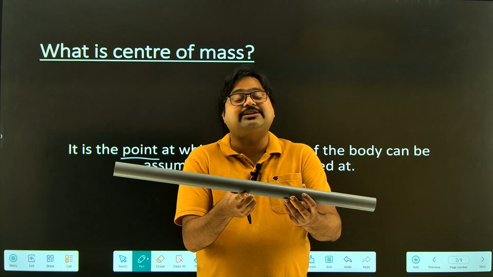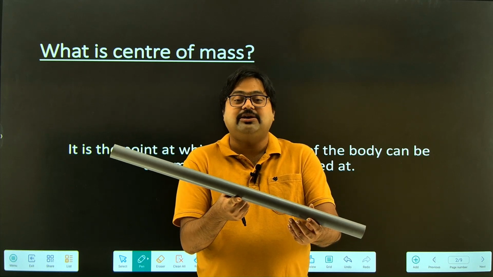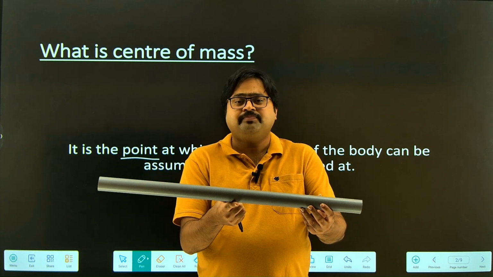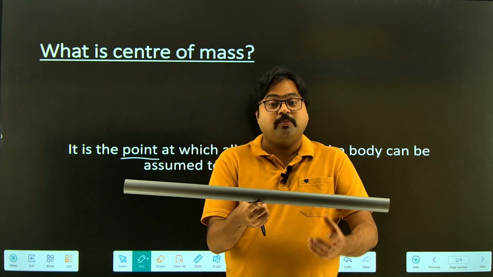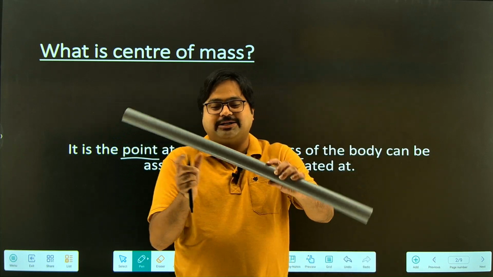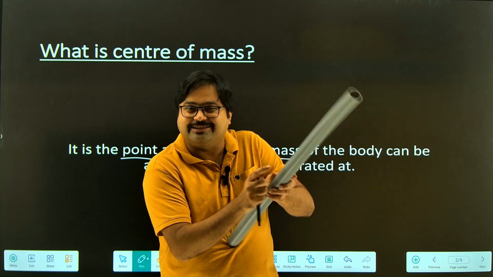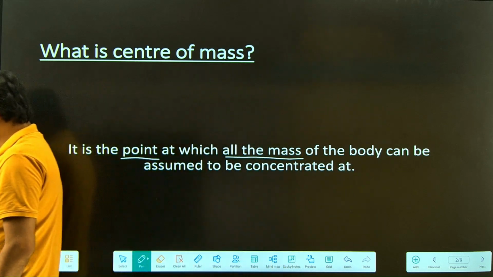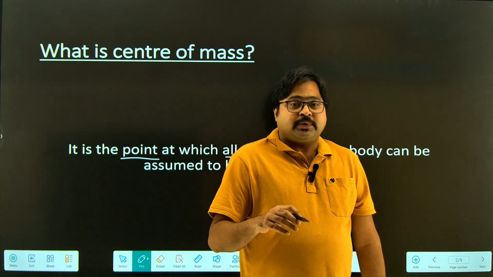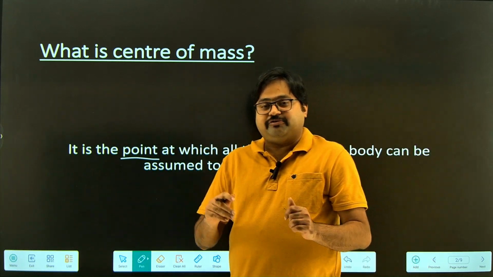So it's quite easy to figure out the center of mass of bodies like this. Quite easy to calculate it also. So here is the balance point, and that's where the center of mass of the body lies, right at the center. Now, having shared that with you, I told you that it's a very specific point for a given body.